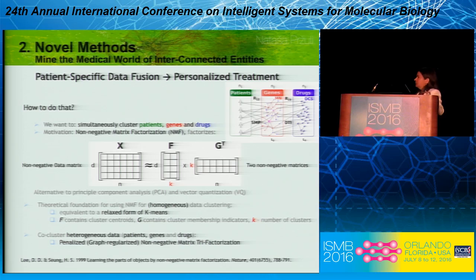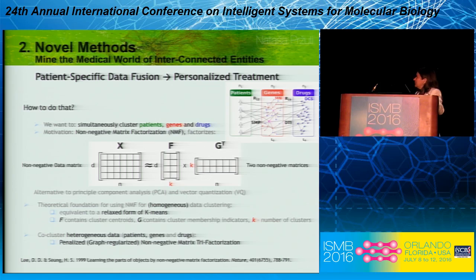The theoretical foundation for this comes from the fact that this factorization is equivalent to a relaxed form of k-means, where F contains the centroids of the clusters and G is the cluster membership indicator matrix, so to which clusters do the data points belong, and K is the number of clusters, which is much smaller than the size of your data. So this is for homogeneous data, for data of the same type. We factorize them into two non-negative matrix factors.